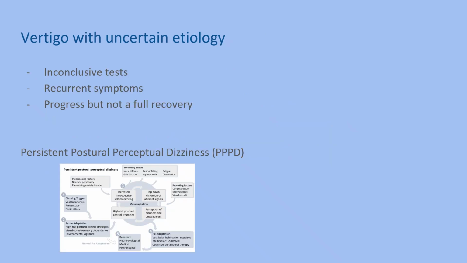Vertigo can sometimes have uncertain etiology. Tests may be inconclusive, symptoms may be recurrent, you might get some improvement, but not a full recovery. So another diagnosis of vertigo I want to mention is PPPD, which stands for Persistent Postural Perceptual Dizziness. It's a processing disorder that can cause dizziness, postural instability, and vertigo.